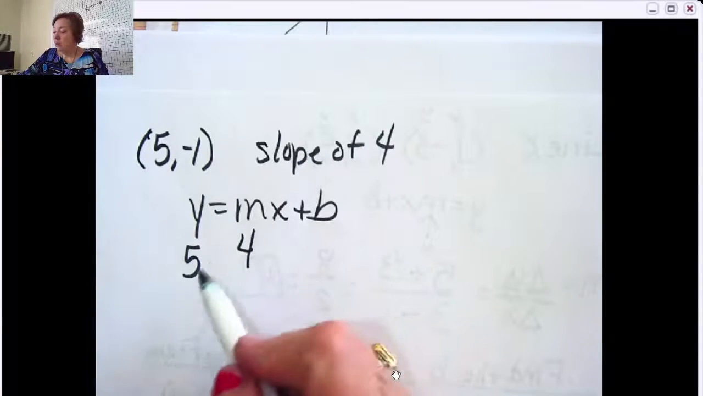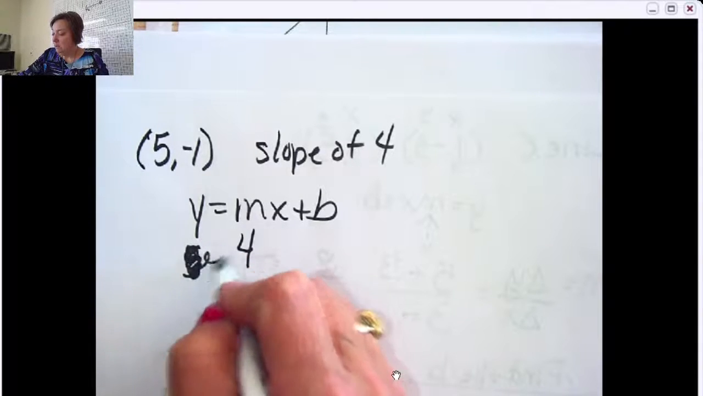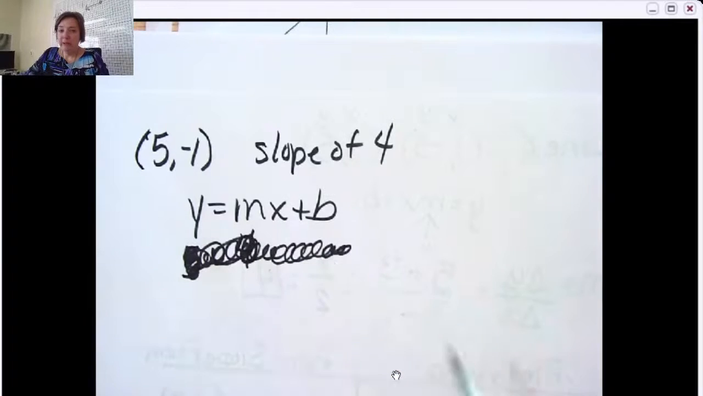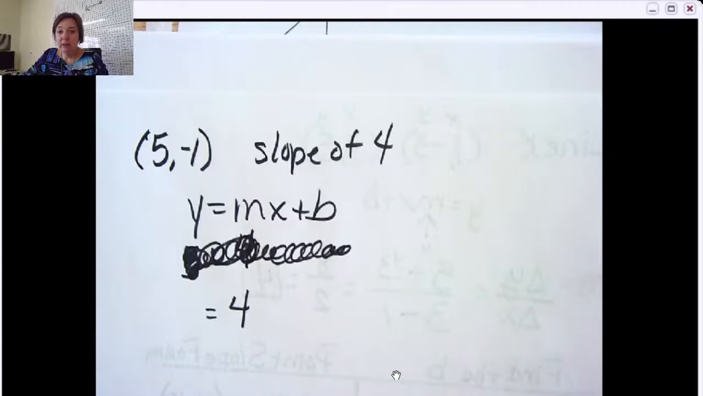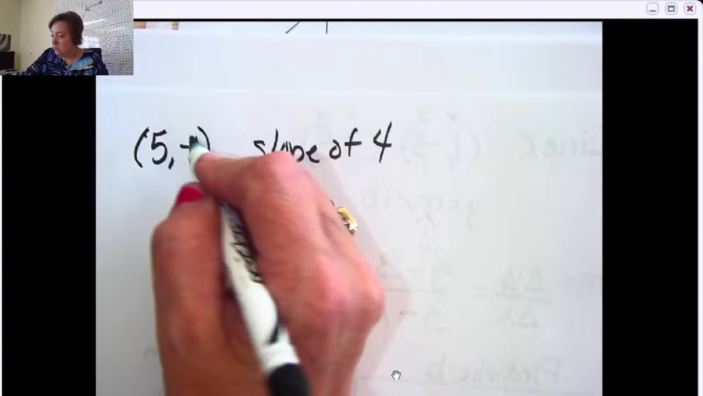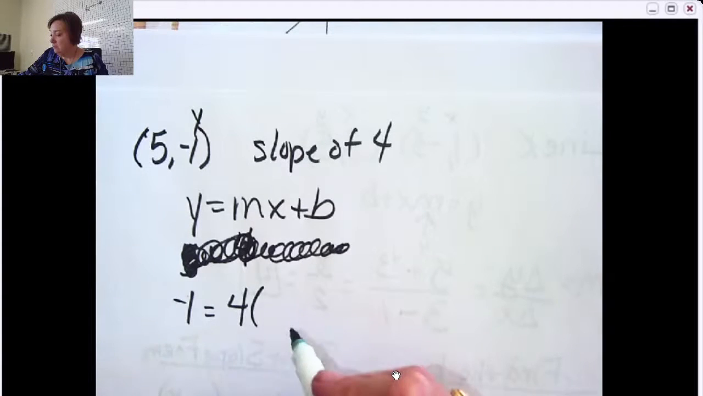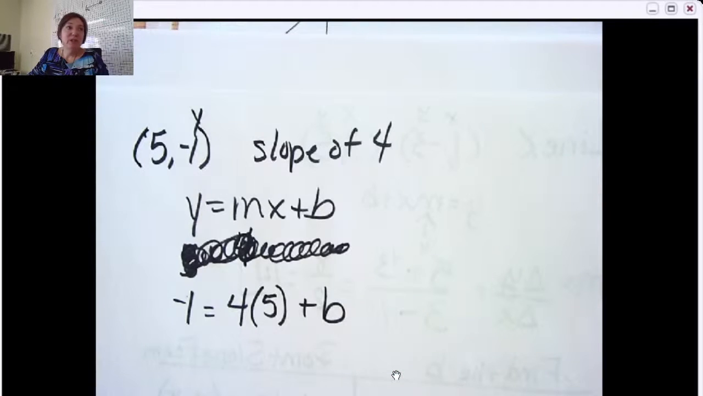Okay, so what do I put here? Let's start again. Okay? We're just going to mark that all out. Let's start all over. So 4 goes where m is. That's what y'all said, right? Okay, what else? What is the y? It's negative 1. It's this y value right here, right? Okay, what's the x? 5. Right? Now we just got to do some solving.